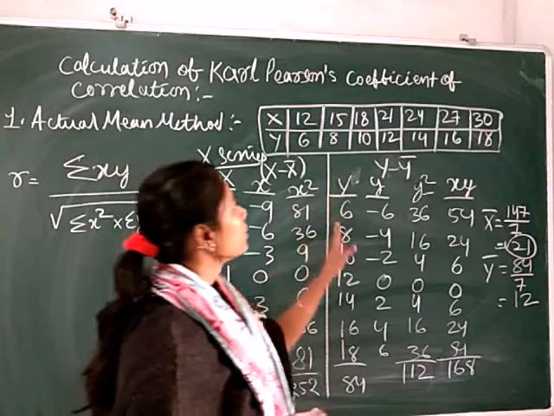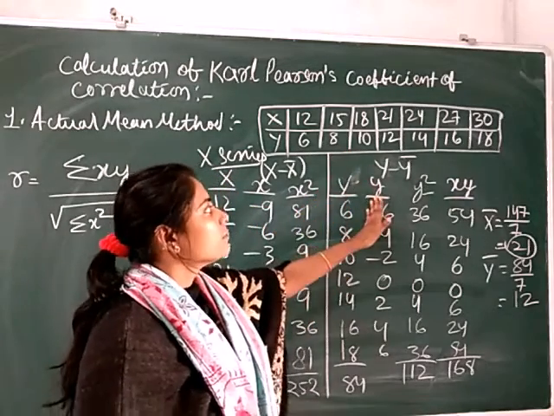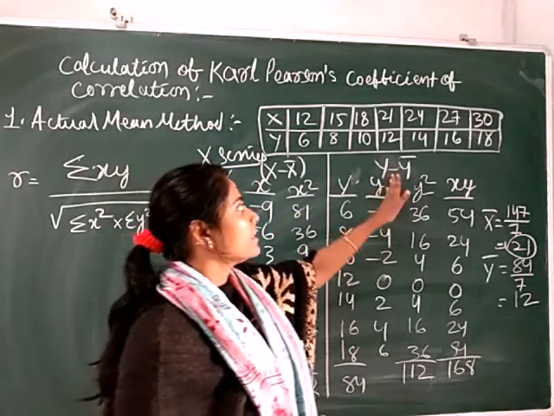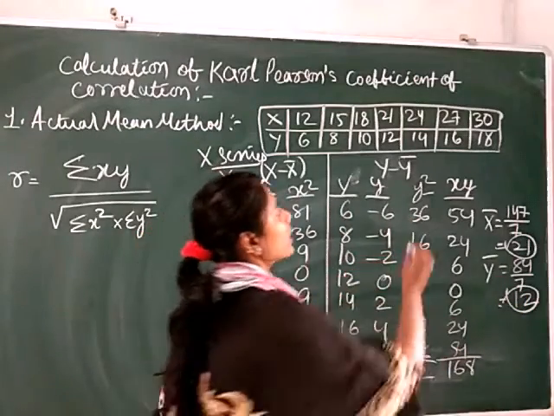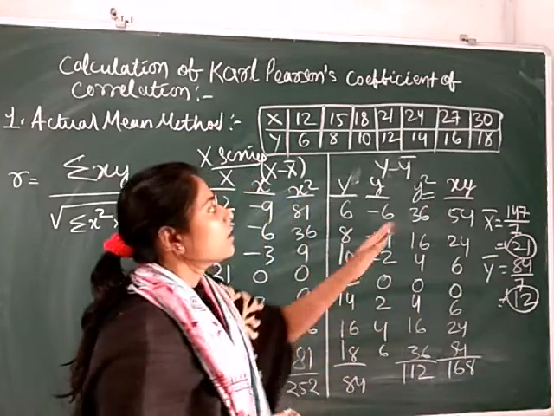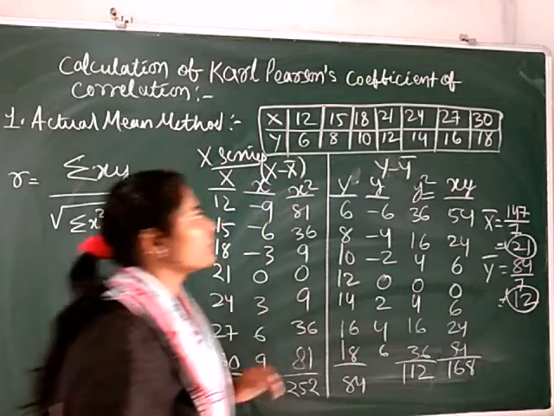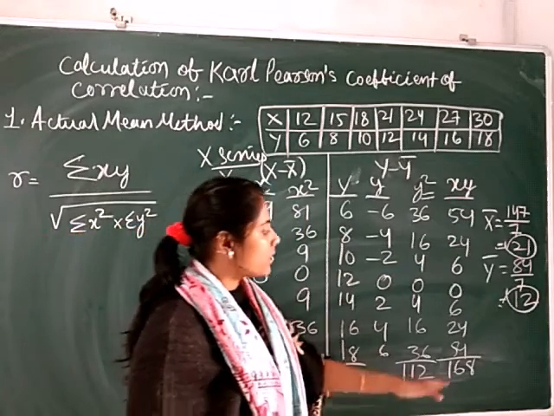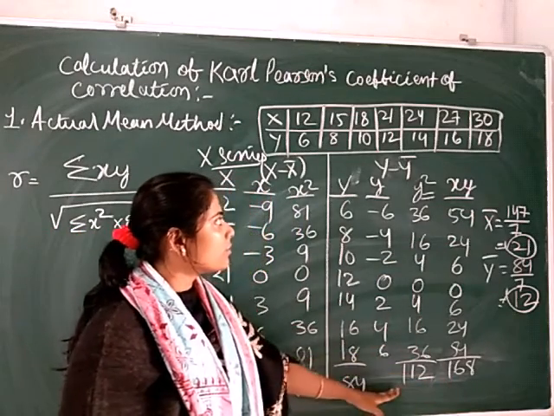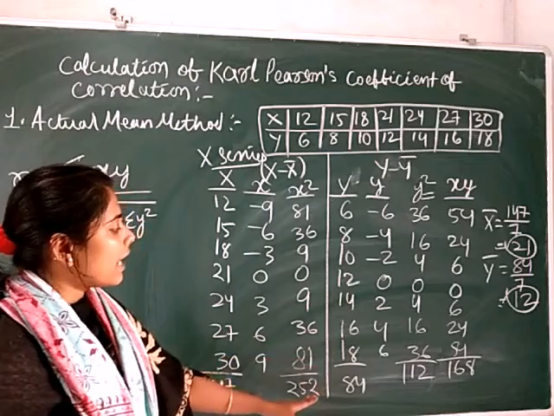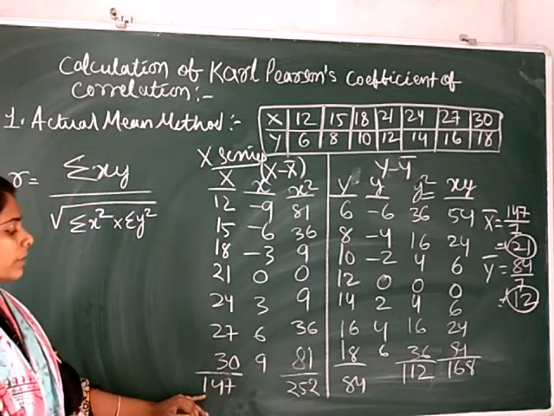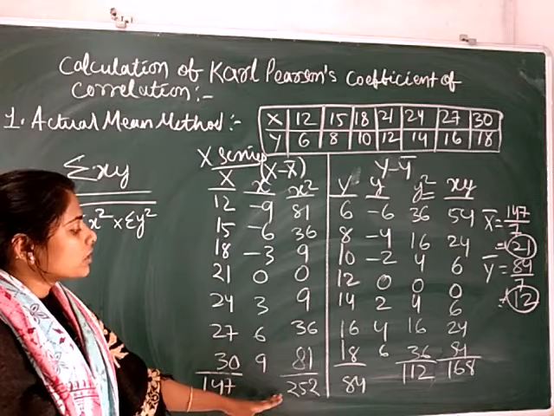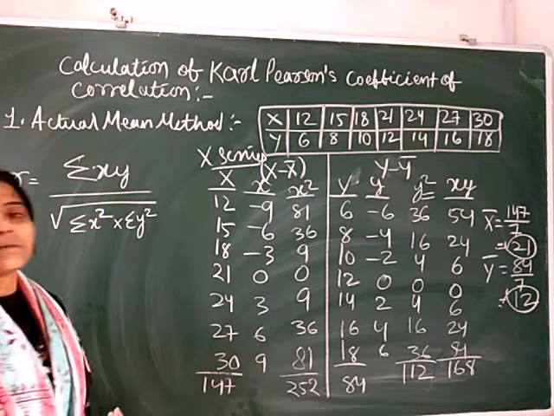Now we calculate y. Here we calculate small y, that is y minus y mean. Here y mean is 12. Then we calculate y square and then x into y. Here the summation of xy is 168, summation of y square is 112, and summation of y is 84. Same here, summation of x is 147. Summation of x square will be 252.